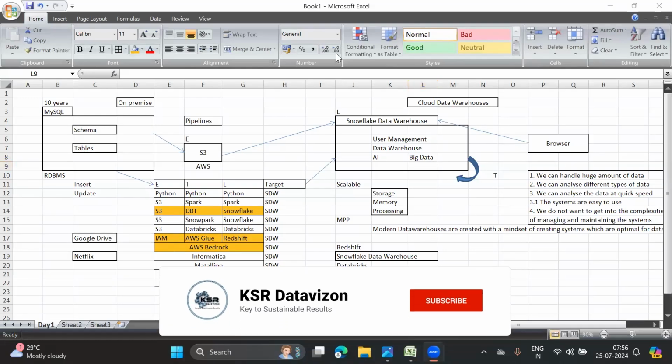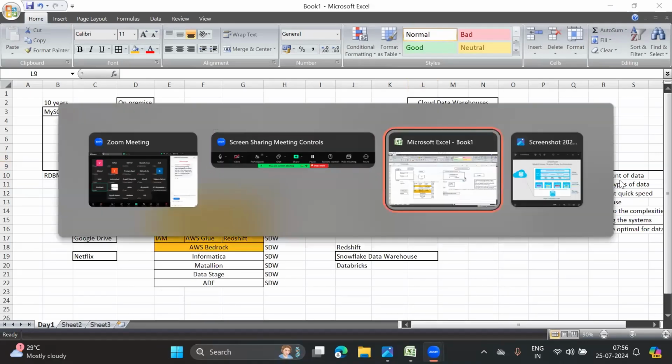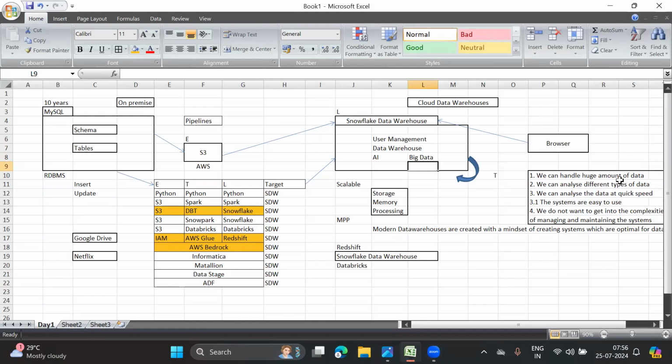With respect to analytics, how superior is Snowflake when compared to other tools in the market?